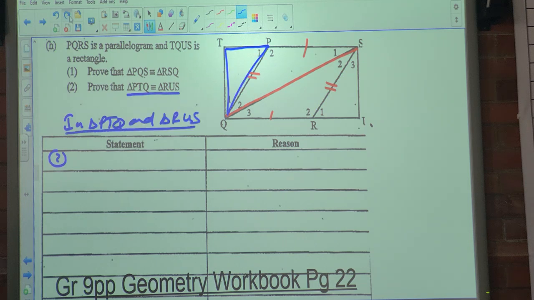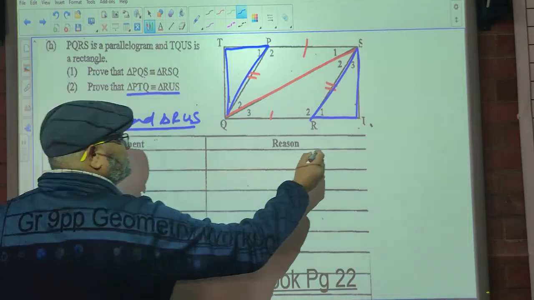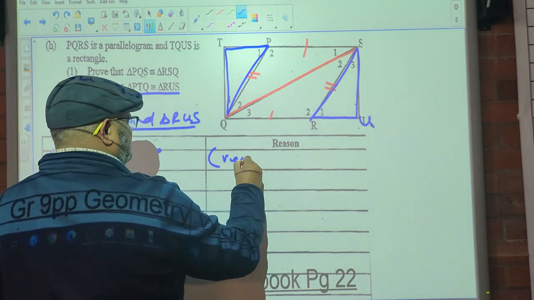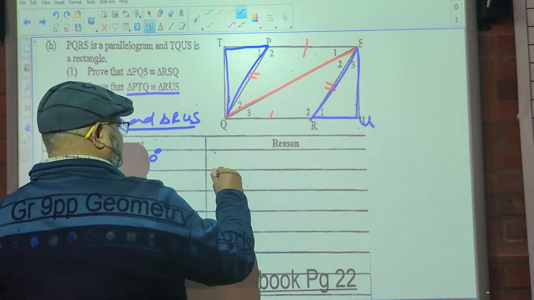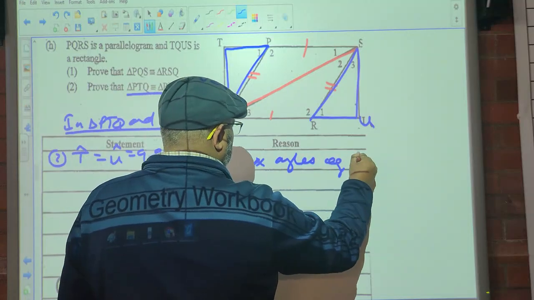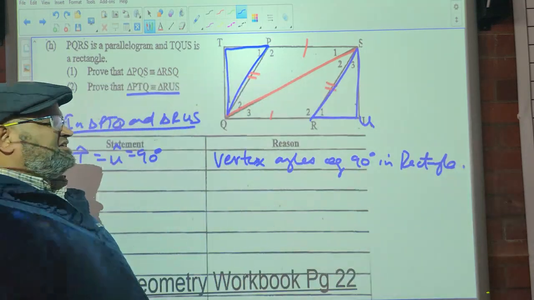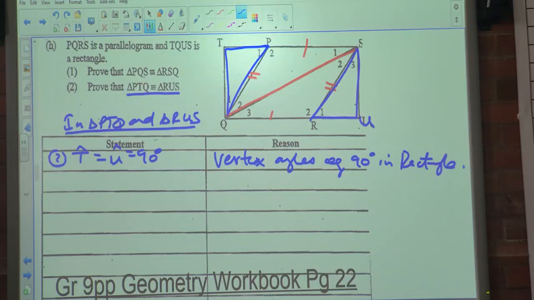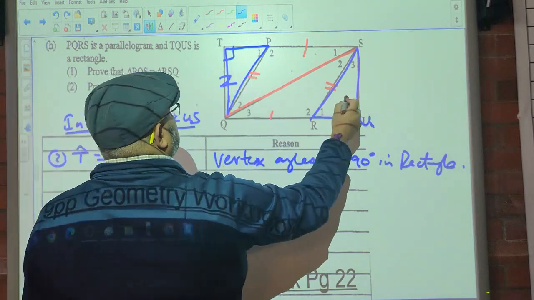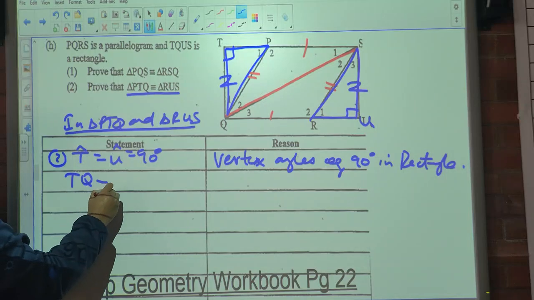Alright, so let's go with it. So we're firstly going to say that angle T is equal to angle U, which is equal to 90 degrees. Why? Vertex angles equal 90 degrees in a rectangle. So I put 90 there, 90 here. Then we know that TQ is equal to SU.